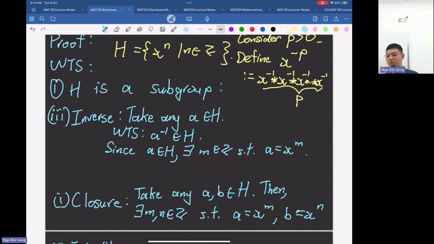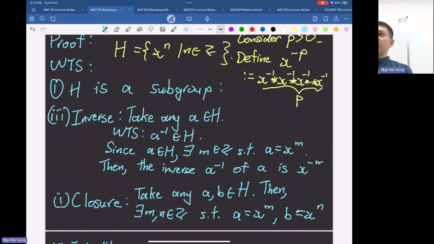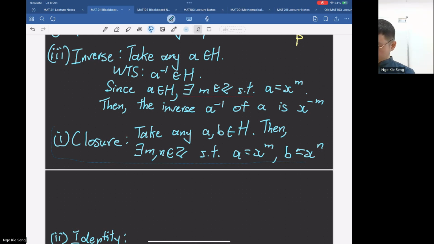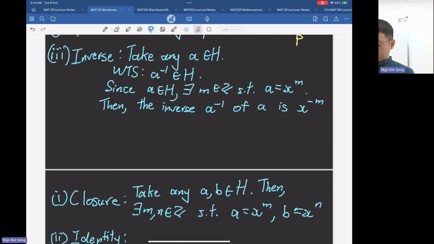Do you know what the inverse of x to the m is? The inverse of A is simply x to the minus m. How do you check it? We did it in your assignment, right? What do you need to check? That x to the minus m times x to the m is identity.